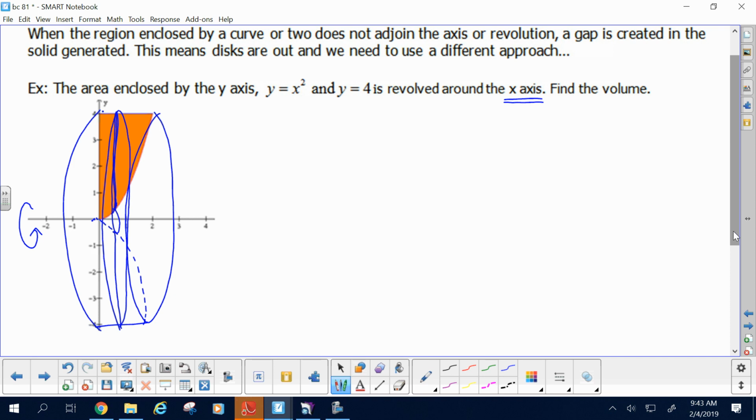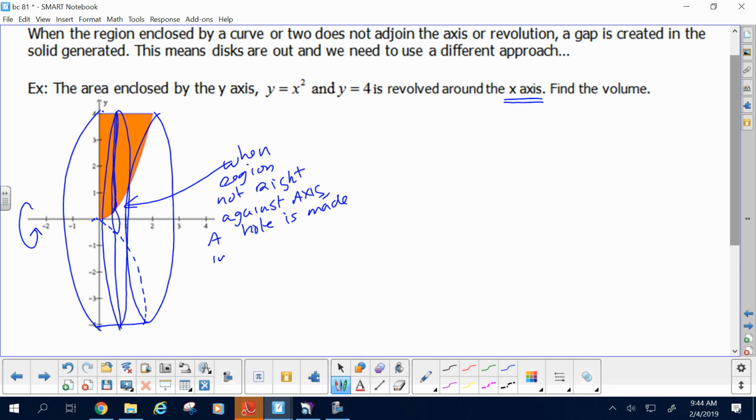Now this is what a washer problem will look like. When the region is not right up against the axis, a hole is made in the middle of the discs. And so we use washers. All right, we have to take away that part that's not really there.